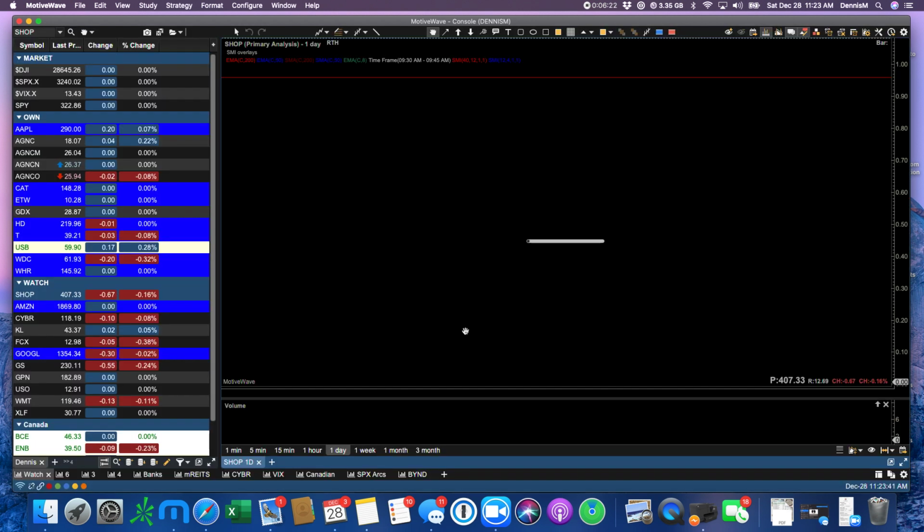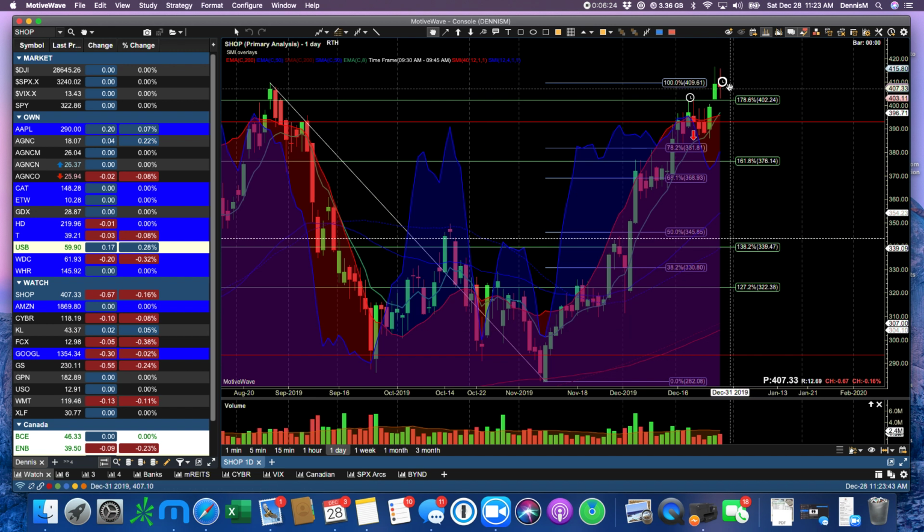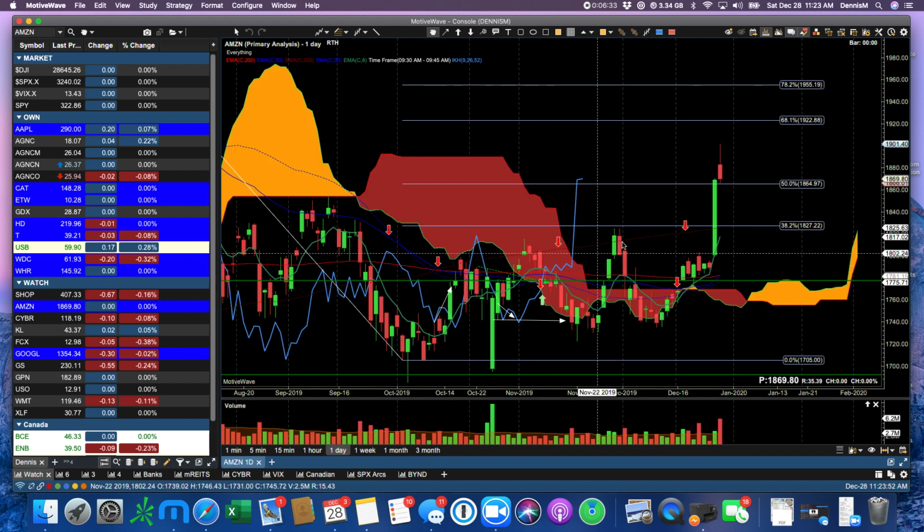Shopify had just this doji day in the middle. Don't know if you've gotten into that one. It looks like it's possibly ready to take off. And Amazon pulled back, looked like it was going to have a great day.